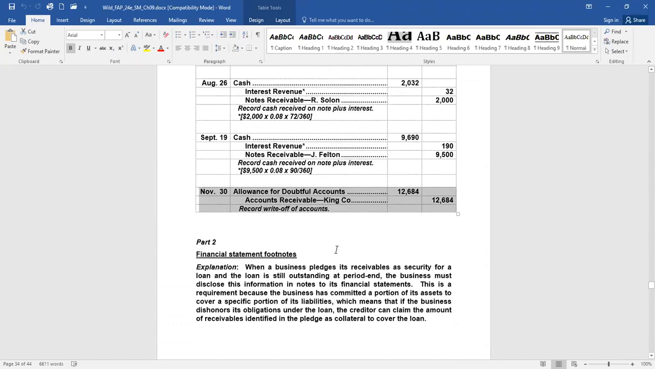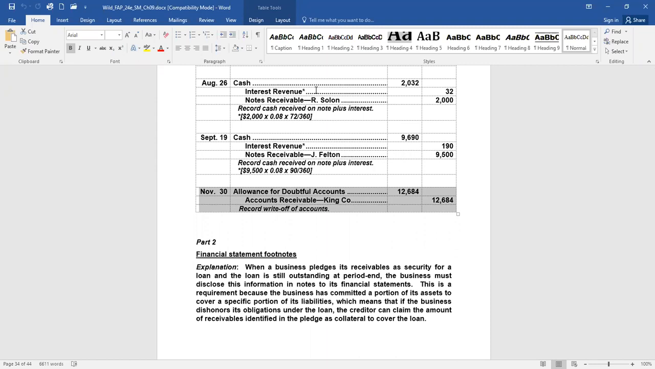Part two, if Springer pledged its receivables as security for a loan from the bank, where on the financial statements does it tell you that? So when a business pledges its receivables as collateral, what does that mean? Springer borrowed money from the bank. The bank said, we need one of your assets as collateral. So if you don't pay us back, we get that asset. So Springer said, okay, we'll give you our accounts receivables as security. If we don't pay you back, you can take those and collect them.